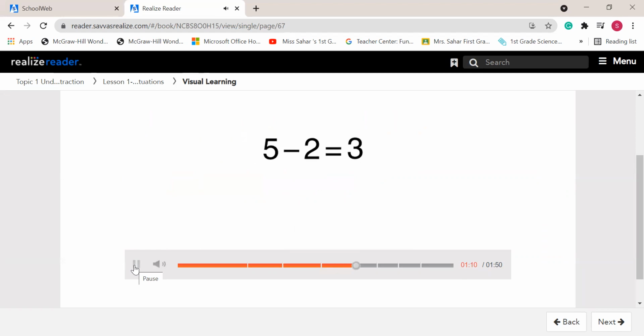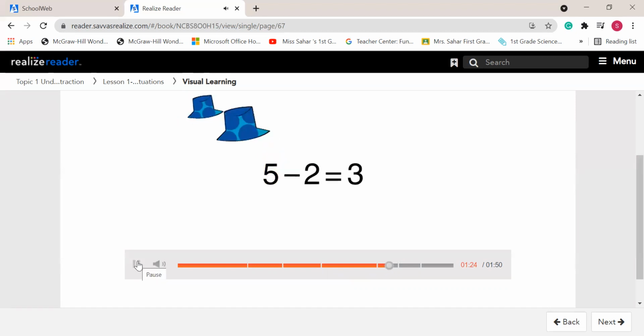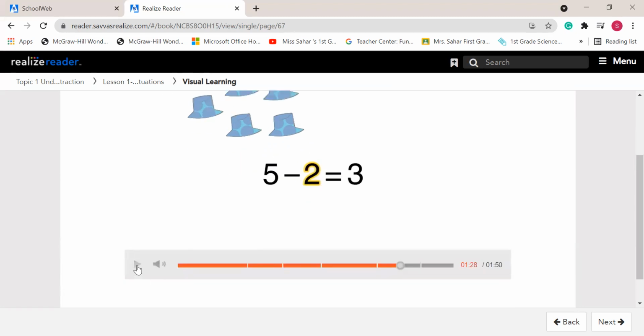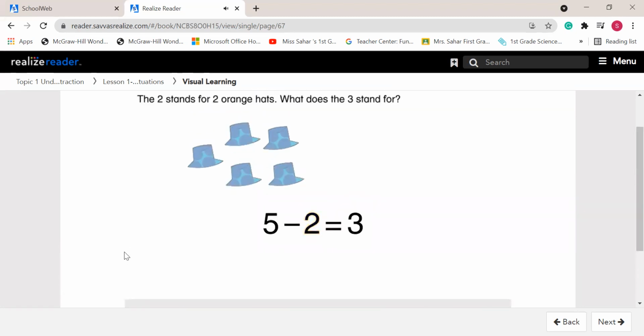You can write a subtraction equation to compare. Look at the subtraction equation. What does the 5 stand for? The 5 blue hats. The 5 stands for 5 blue hats. What does the 2 stand for? The 2 orange hats. The 2 stands for 2 orange hats.